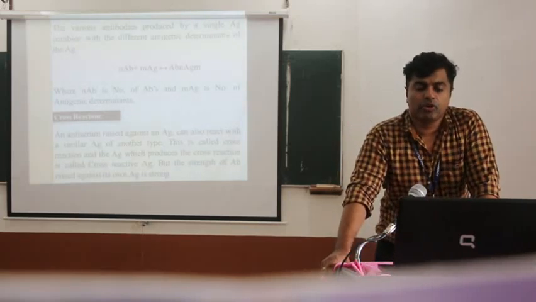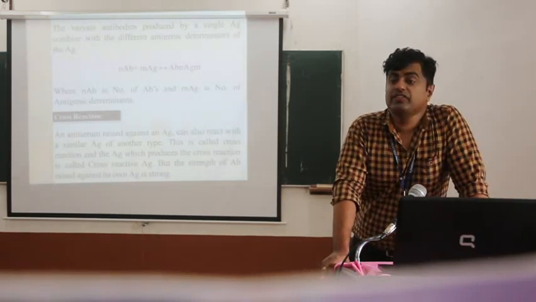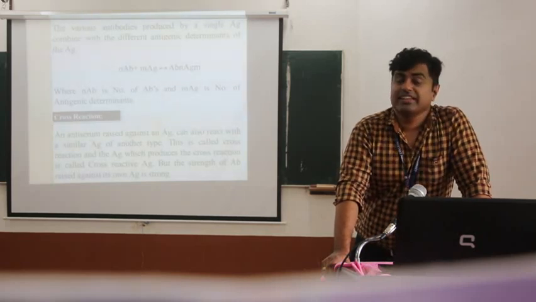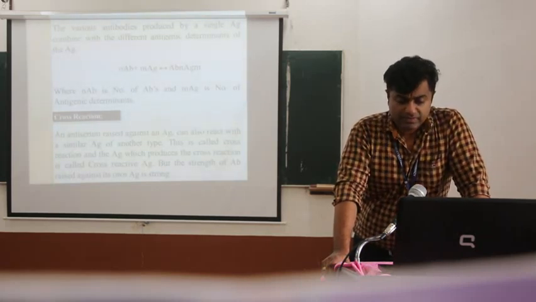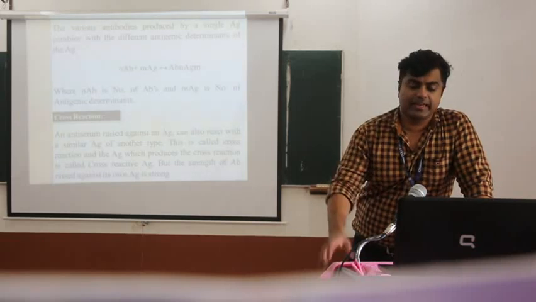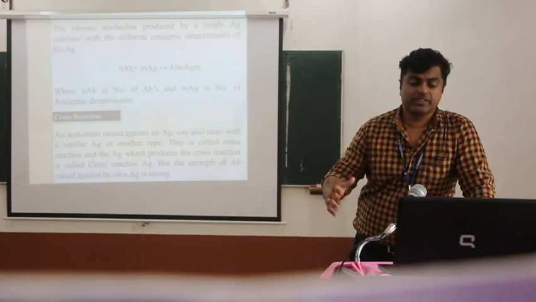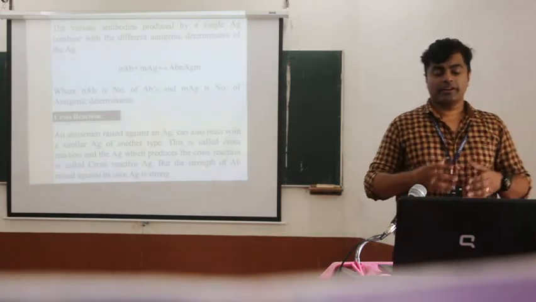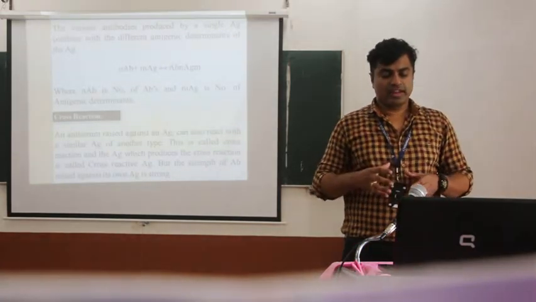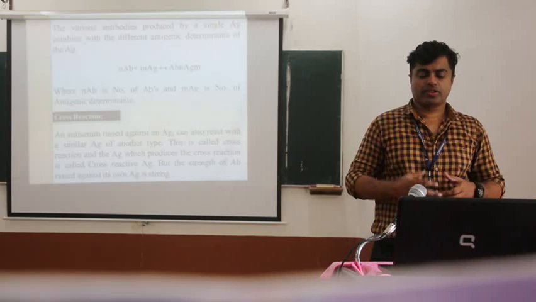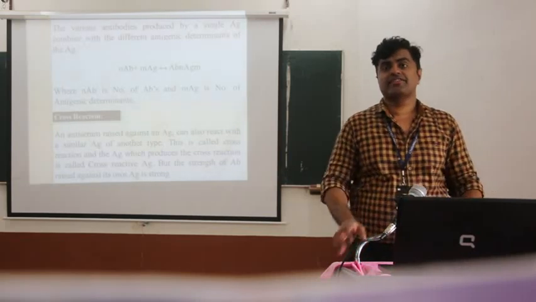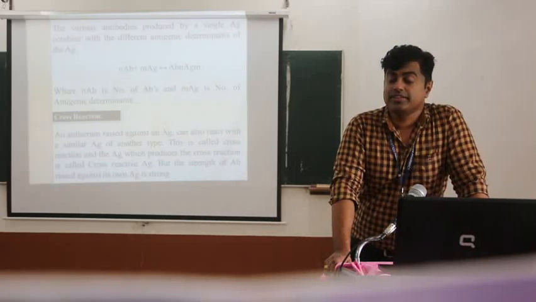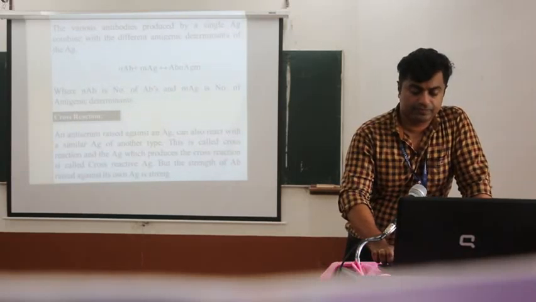The various antibodies produced by a single antigen combine with different antigenic determinants of the antigen. So the next one is cross reaction. An antibody raised against an antigen can also react with a similar antigen of another type. This is what is meant by cross reaction. In cross reaction, the antigen which produces the cross reaction is called a cross-reacting antigen. But the strength of the antibody reaction against its own antigen is strong.